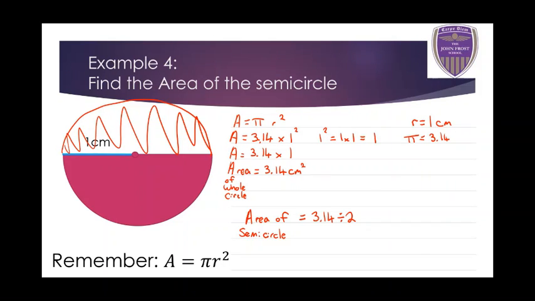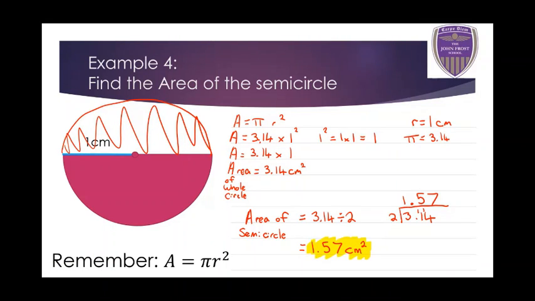So we can use the bus stop method to solve this. We get the 3.14. How many 2's are in 3? There's 1, remainder 1. Decimal point. How many 2's are in 11? Well, there's 5, remainder 1. How many 2's are in 14? There are 7. So 3.14 divided by 2 is equal to 1.57, and that is going to be in centimeters squared. And that is our final answer for this example.